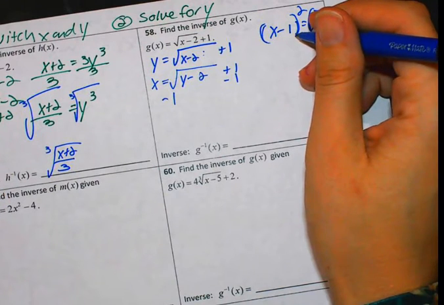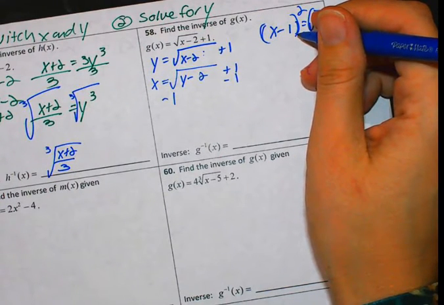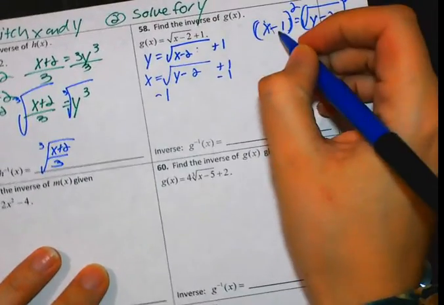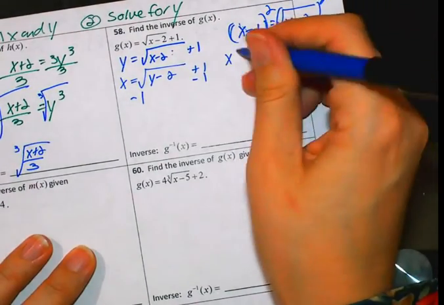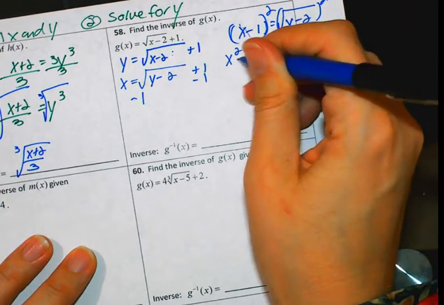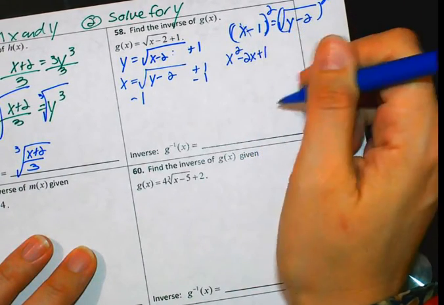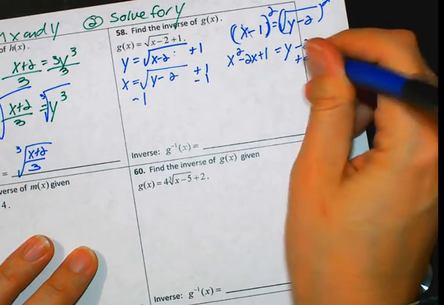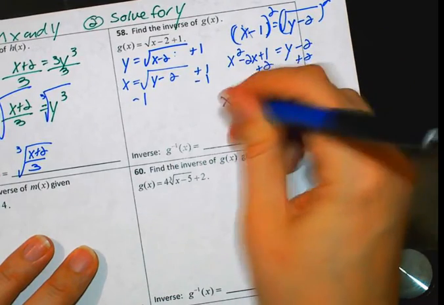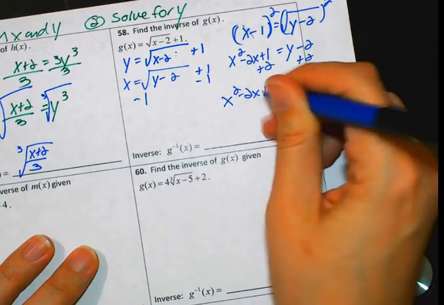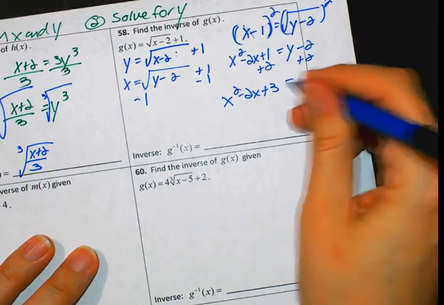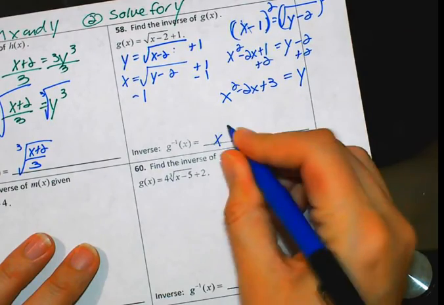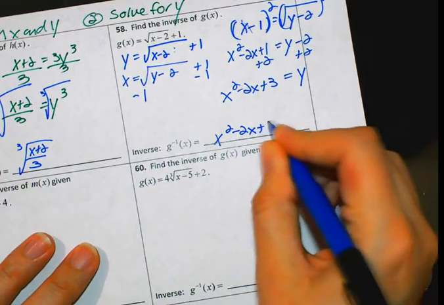And then on the left-hand side, if you FOIL this, x minus 1 squared gives me x squared minus 2x plus 1 equals y minus 2. I'm going to add 2 on both sides. That gives me x squared minus 2x plus 3 equals y. So this is going to be x squared minus 2x plus 3.